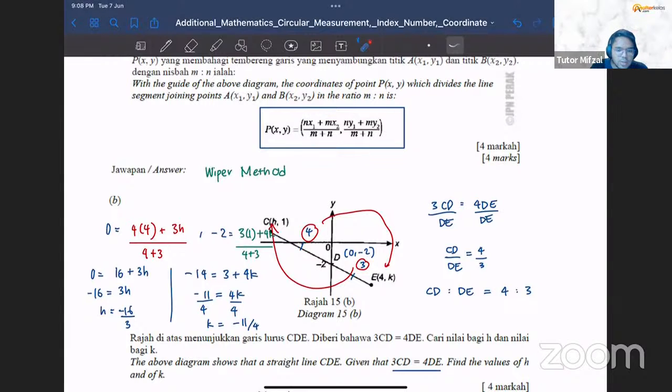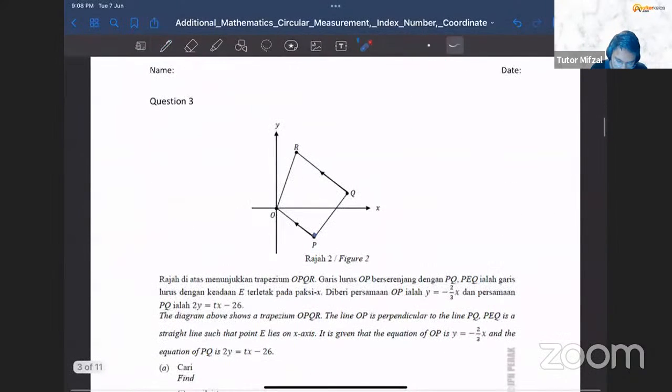So, we are done with the first question. Now, we can have a look at the second question. Sorry, not the second question, but the third question.